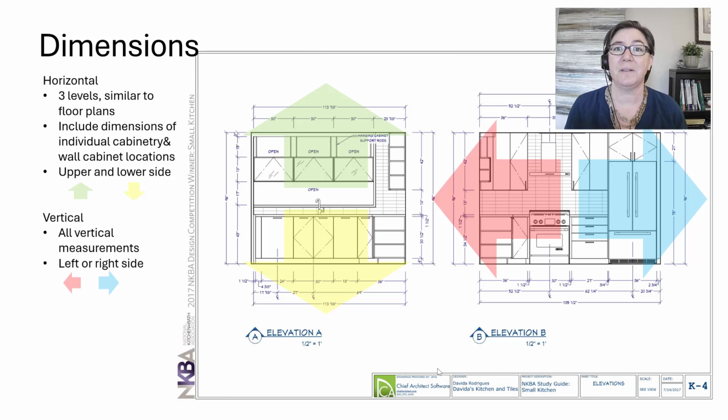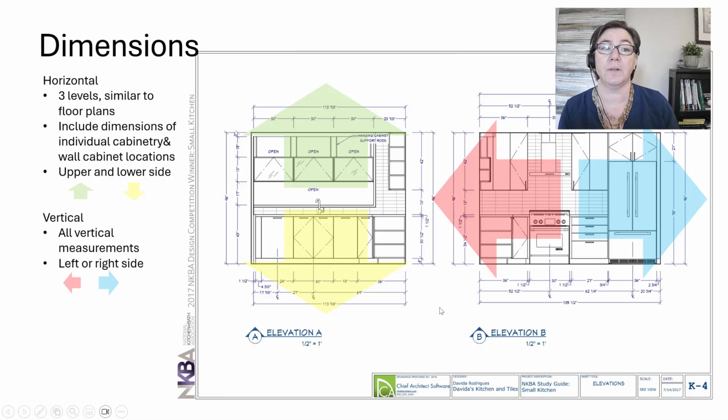Let's look at dimensions for the NKBA interior elevations. We were very definitive about what dimensions needed to be placed on a floor plan. The interior elevations, however, are a little more of a gray area, and a bit more judgment is needed by the designer or the draftsperson. In general, you're going to have horizontal dimensions in your left, right direction, and vertical dimensions in the up, down direction.